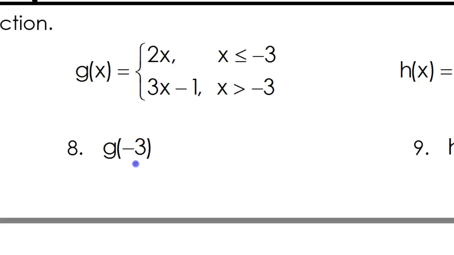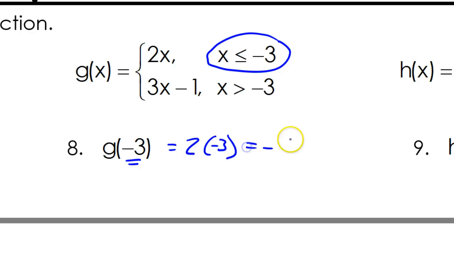So looking at this one, okay, Gabriela, are we going to use the top function? We're looking at number 8. Are we going to use the top function or the bottom function on this one? We're going to use the top function, all right, because this tells us we'll use the top function for x values that are less than or equal to -3. And of course, we are equal to -3, so we're going to use the top function. So that means the top function says 2x, so that's 2 times -3, so that's -6.